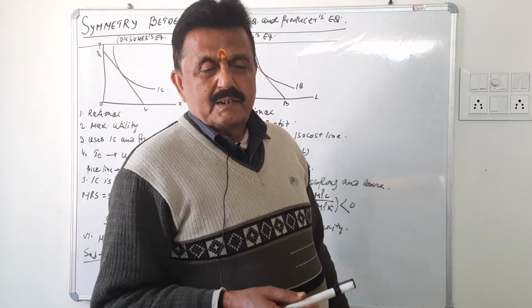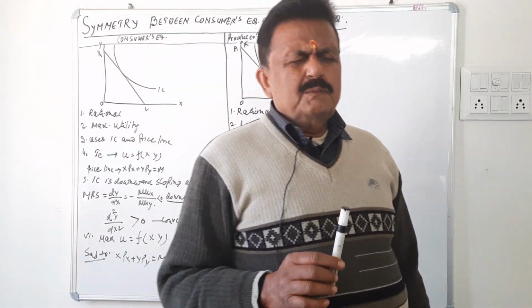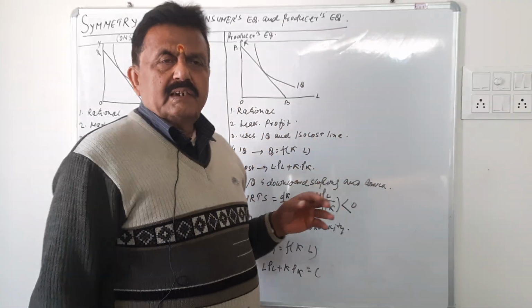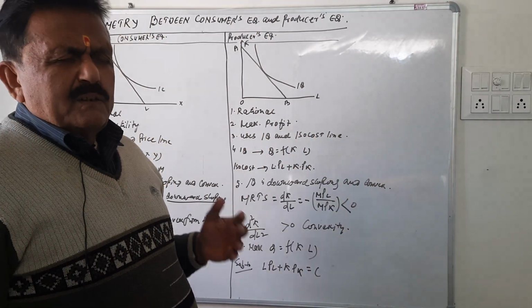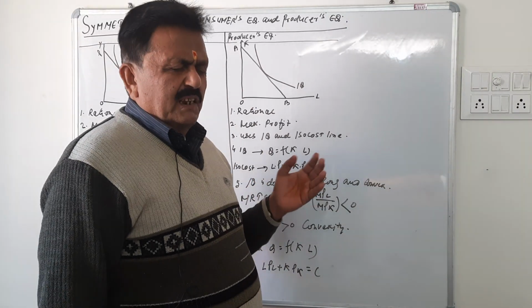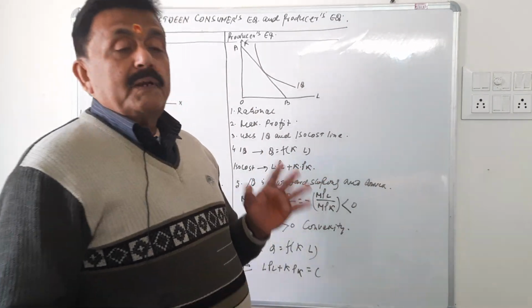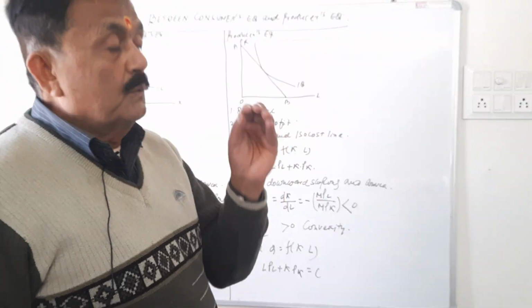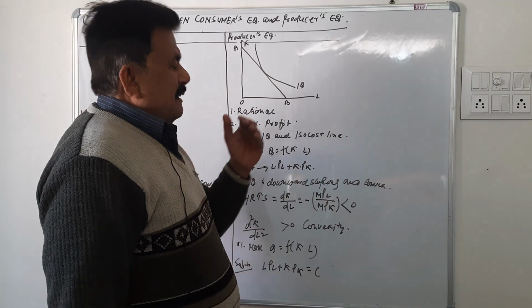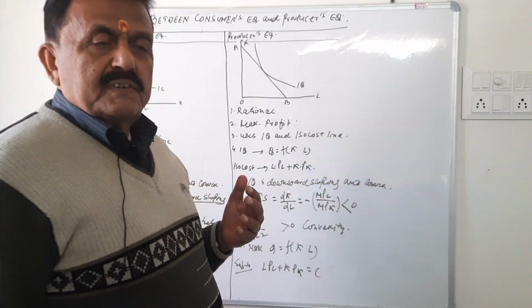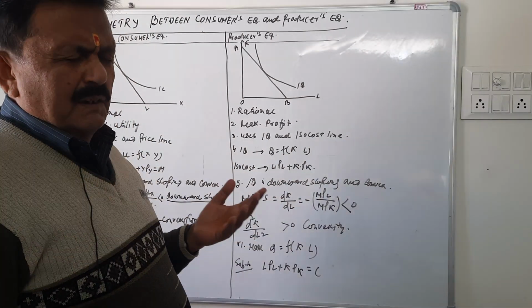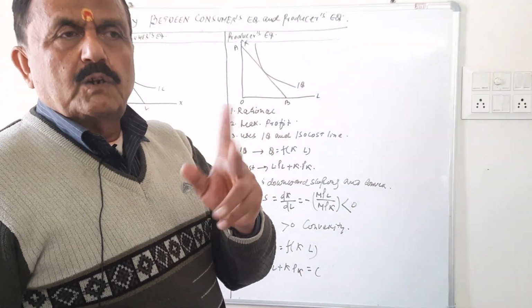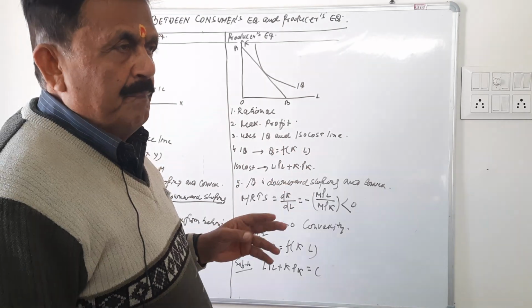Class. Students, for the last 3-4 classes, I have been working with constraint optimization. While explaining constraint optimization and its applications in economics, I explained consumer's equilibrium and producer's equilibrium separately, and in detail. While explaining producer's equilibrium, we saw 3 variants of producer's equilibrium, and we saw those in detail too.